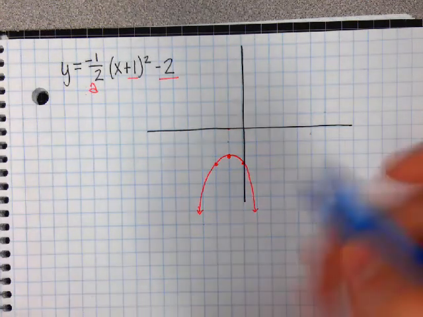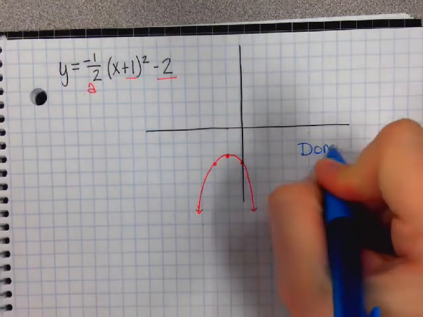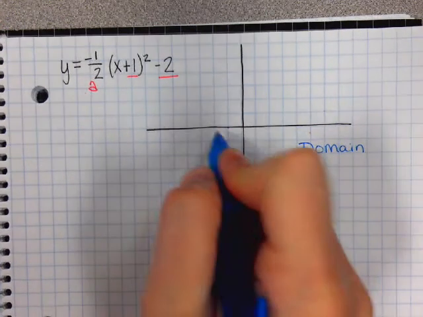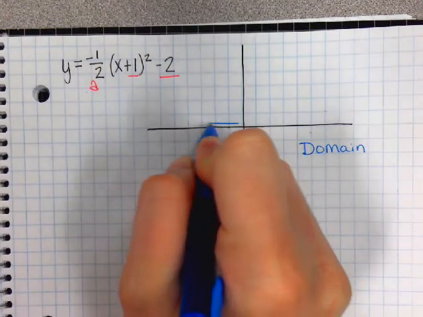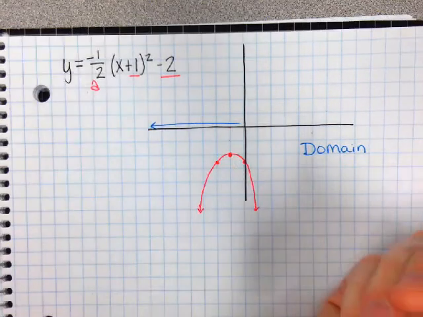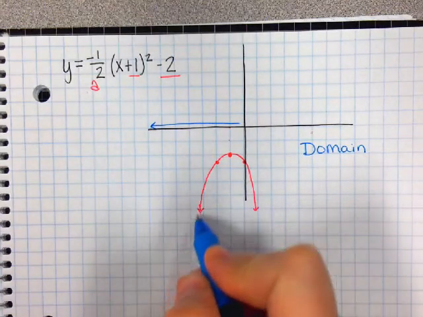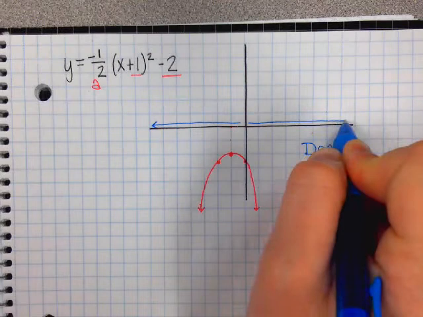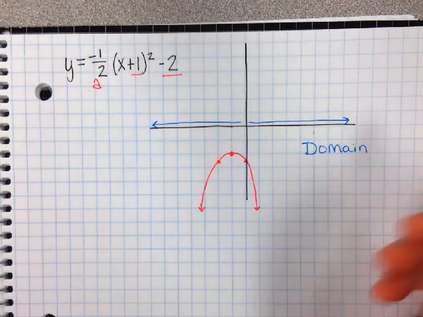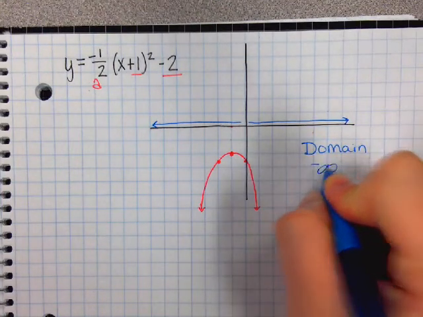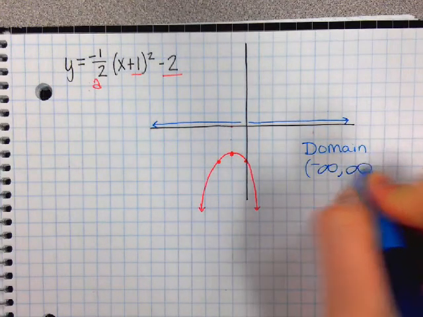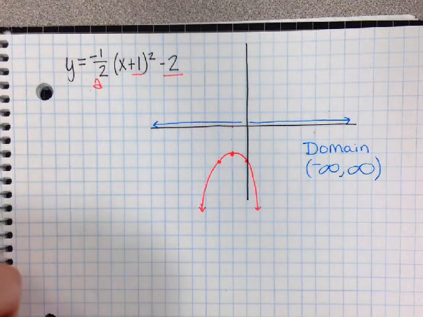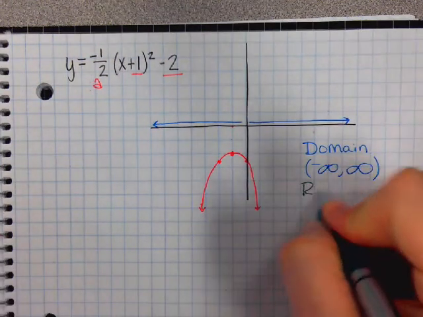Now let's do our domain. Notice this direction, every number can be included because this could keep going. Every number could be included because this could keep going. So it is negative infinity to positive infinity, or all real numbers.